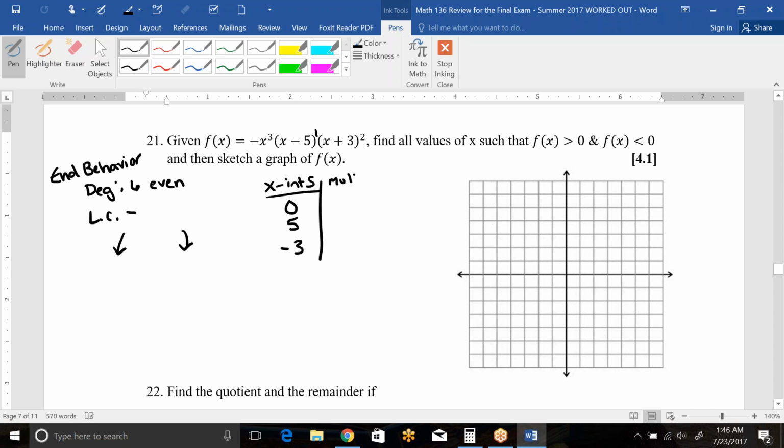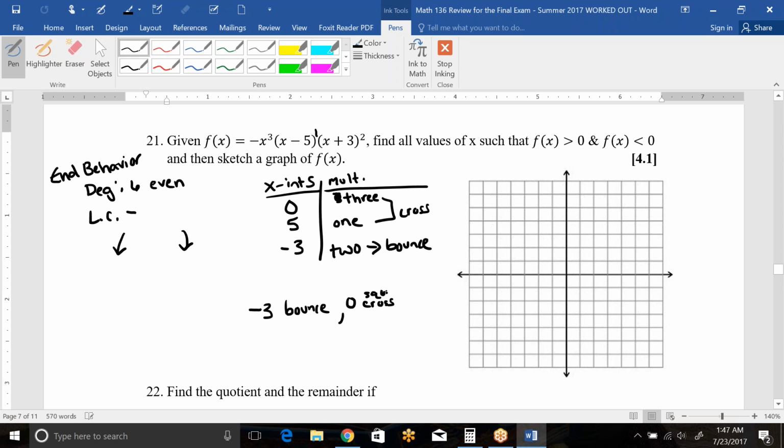The multiplicities for each of these: the one at 0 was a multiplicity of 3. The one for positive 5 was a multiplicity of 1. And negative 3 was a multiplicity of 2. The odd ones, remember, are going to cross, and the even ones are going to bounce. Now, I did not put these in numerical order, so we need to be careful about that. So negative 3 is going to be a bounce. 0 is going to be a cross, and technically it's a squiggly cross, like x cubed. And then positive 5 is also just going to be a straight cross through. So we're going to plot our points.